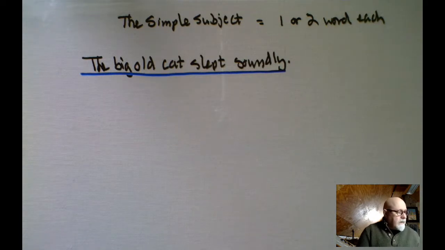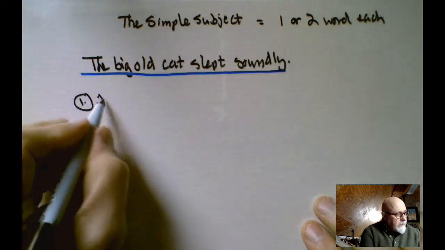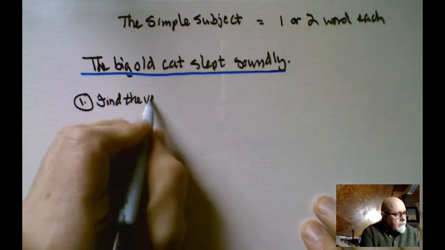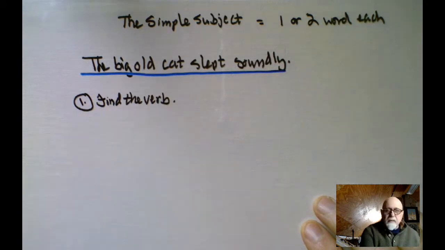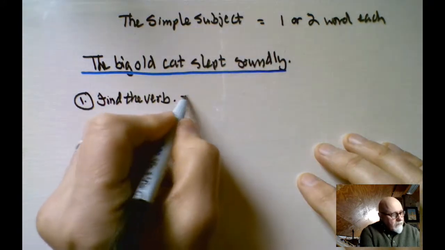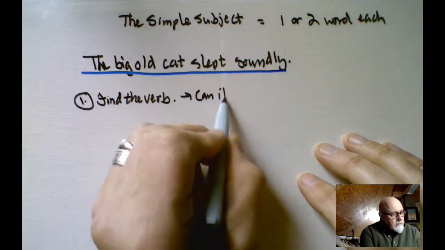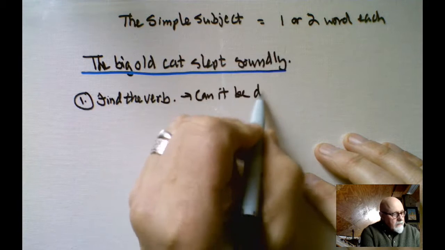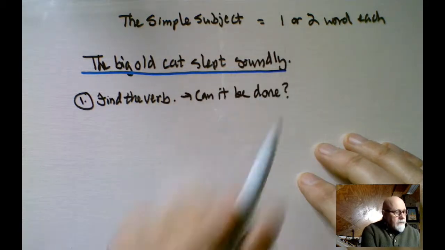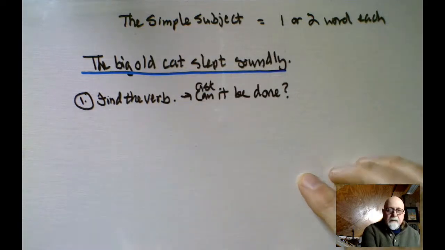So the first thing we're going to do, step one, is find the verb. When we find the verb, we're looking for an action word. Some people don't know that, so I'm going to help you through that right now. If you don't know how to find the verb, you're going to ask yourself, can it be done? That will work for many or most of the verbs. And so what I do is I ask, can it be done, of every word in the sentence.